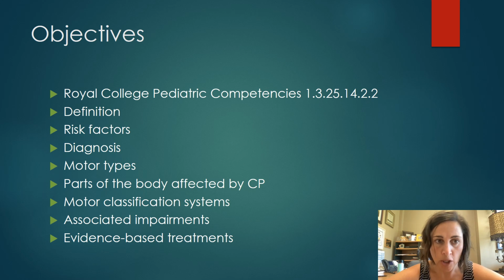So during this talk, we will cover a number of things. For our pediatric residents, cerebral palsy is listed under the Royal College Pediatric Competencies. But more importantly, we'll be going through a definition of cerebral palsy, risk factors, how we diagnose, motor types, parts of the body affected by CP. We'll touch on some of the motor classification systems that we use, associated impairments, and then we'll end with some evidence-based treatments and further directions.